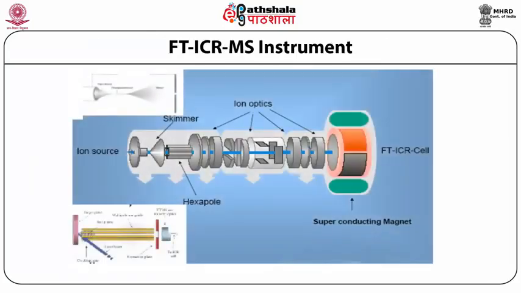This slide shows the schematic diagram of an FT-ICR MS instrument, that is, a Fourier transform ion cyclotron resonance mass spectrometry instrument. So you can see that here the ion optics are arranged in such a way that the ion source emits the ions into the analyzer, and then they get separated as per m/z and enter the FT-ICR cell, which then separates them, and then they are detected accordingly in the detector of the mass spectrometer.